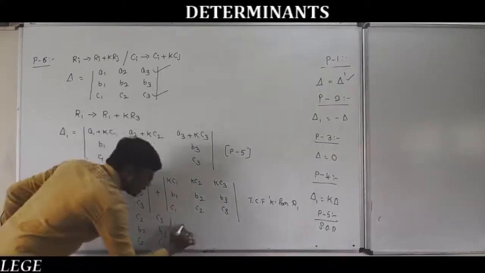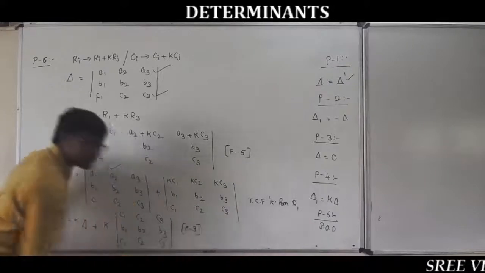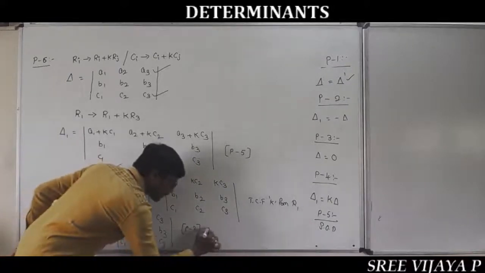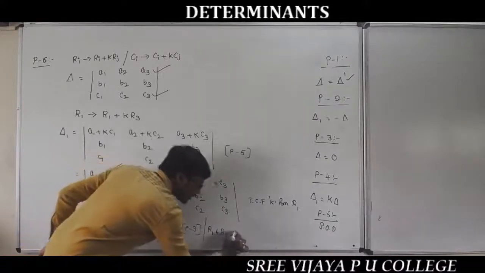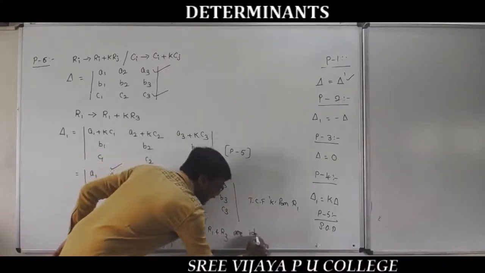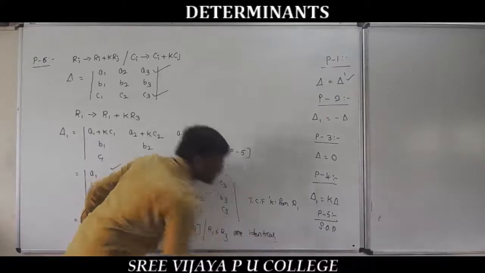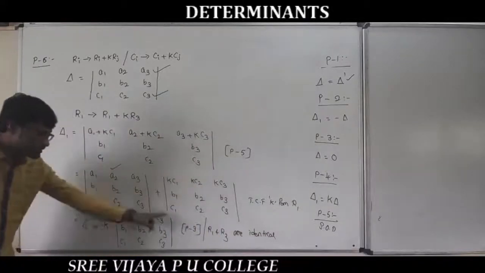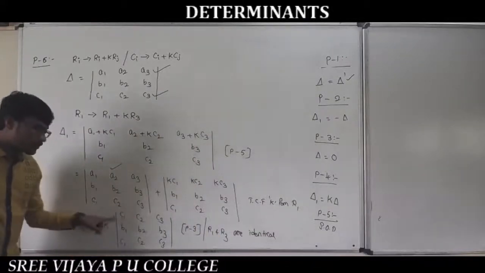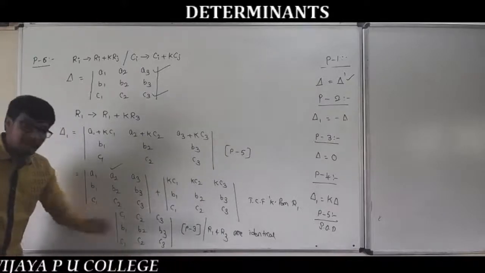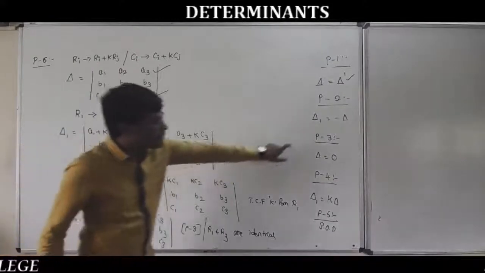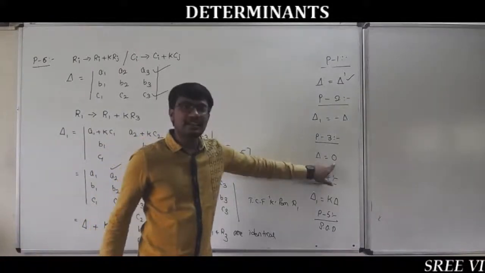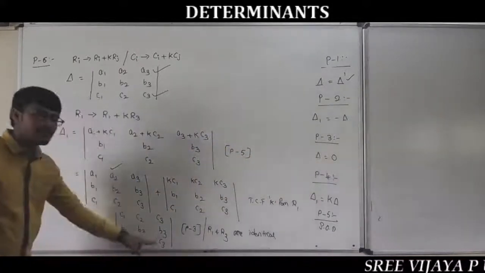So you are applying property number 3 here. R1 and R3 are identical. Identical means the corresponding elements of R1 and R3 are the same, right? What are the elements in R1? What are the elements in R3? All the elements are the same, right? So that's why it is identical. If it is identical, the value of the determinant is 0. So this entire value is 0.